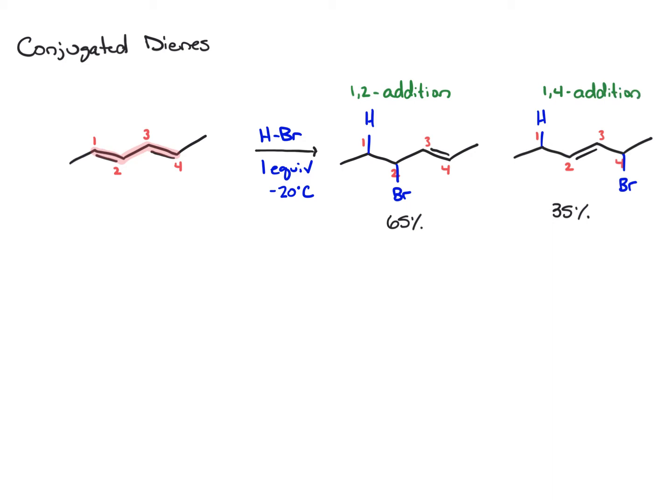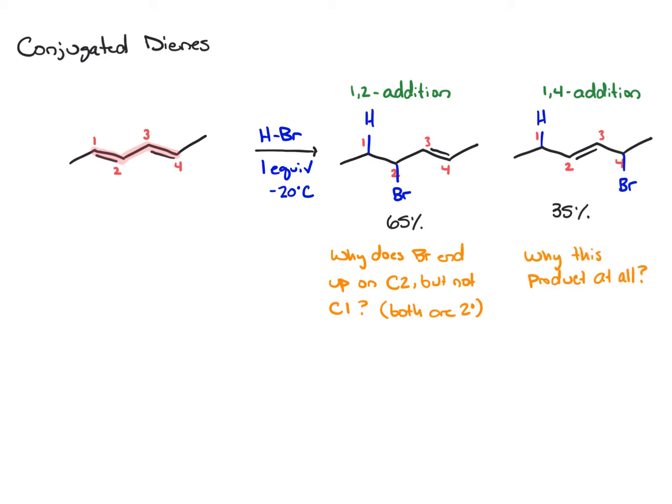So we have a couple of questions. The first is, why does the hydrogen end up on 1, Br on 2, but not vice versa? Why don't we get hydrogen on 2 and Br on 1? Because both would be secondary carbocations. The second question we want to ask is, why do we get the 1,4 product at all? Because that includes what looks like a lot of rearrangement. So anytime we're trying to figure out why we get certain products, there's always a consistent answer, and that's going to be to look at the mechanism.